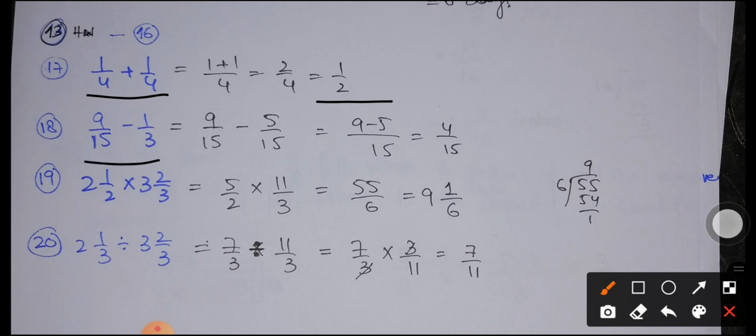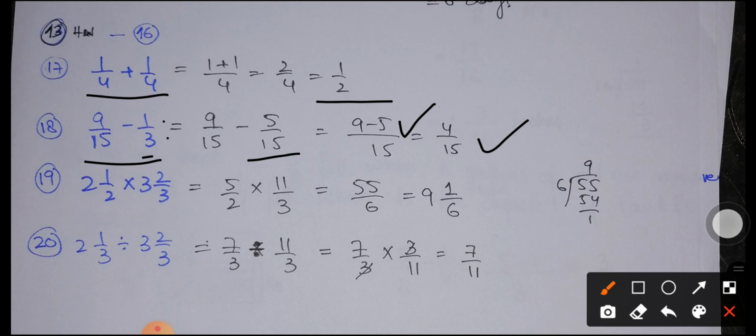9 by 15 minus 1 by 3. At first we will try to make the denominators equal, and for this we will multiply the numerator and the denominator by the same number, that is 5, so that we can write this fraction in the form 5 by 15. Now you can see that we have the same denominator, so we simply subtract the numerators to get 4 by 15, which is already in the simplified form.